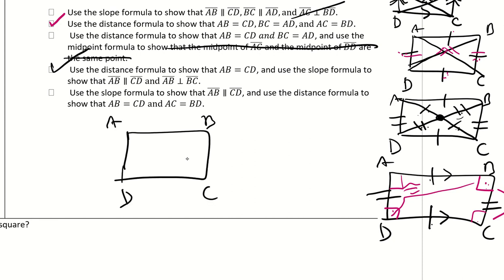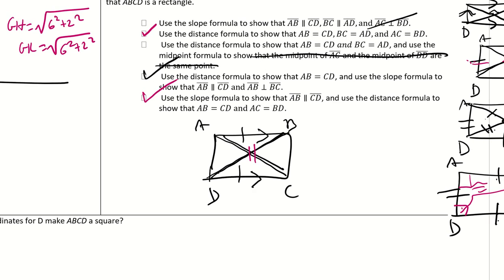Use the slope formula to show that AB is parallel to CD. Use the distance formula to show AB is congruent to CD, and AC is congruent to BD. So remember, I told you that these two things prove that it's a parallelogram. And then the fact that the diagonals are congruent proves that the parallelogram is a rectangle. So that is true.